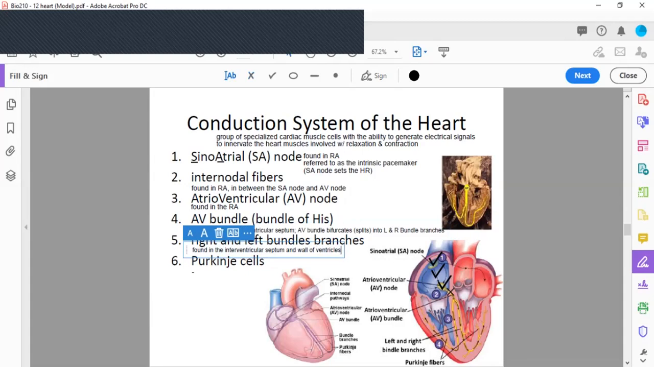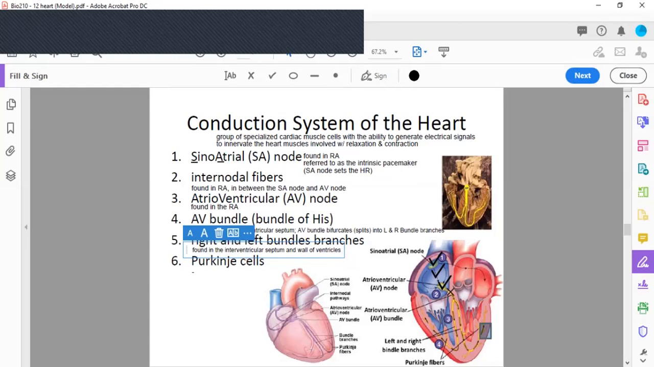So you can see from this image, the bottom image, that this represents what's known as the left and the right bundle branches, and this also represents the right bundle branch and the left bundle branch right here as well.